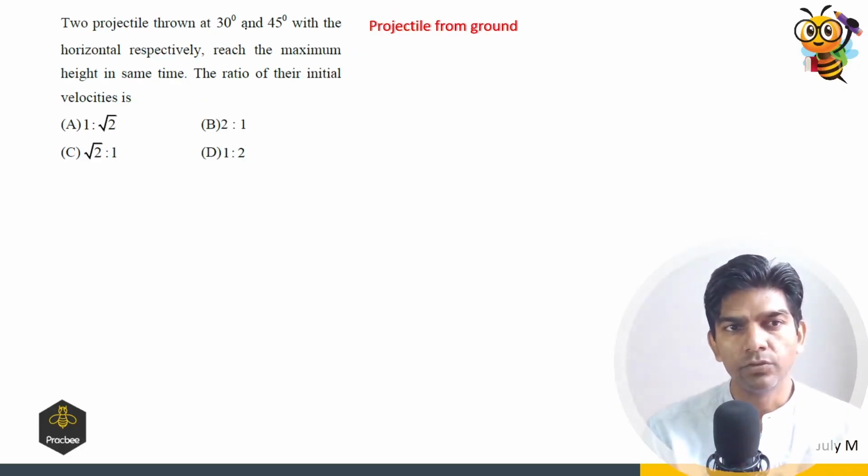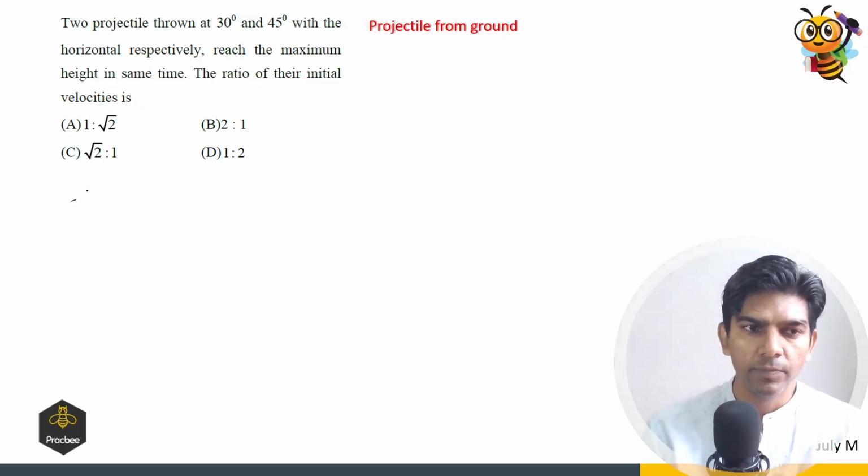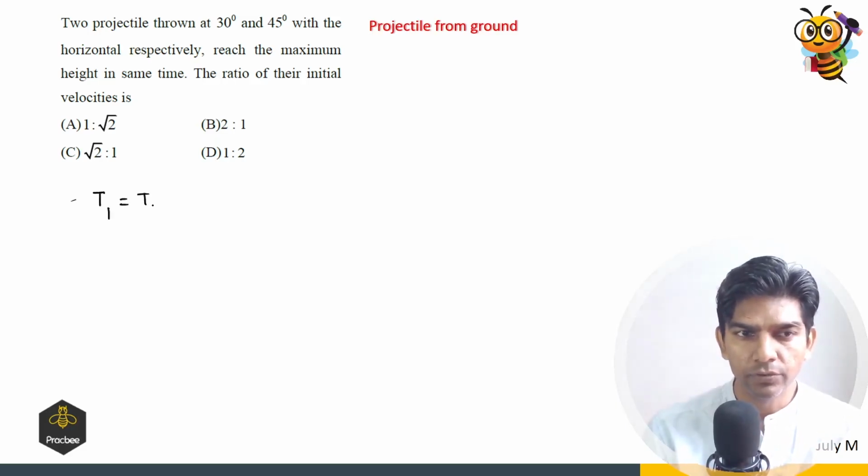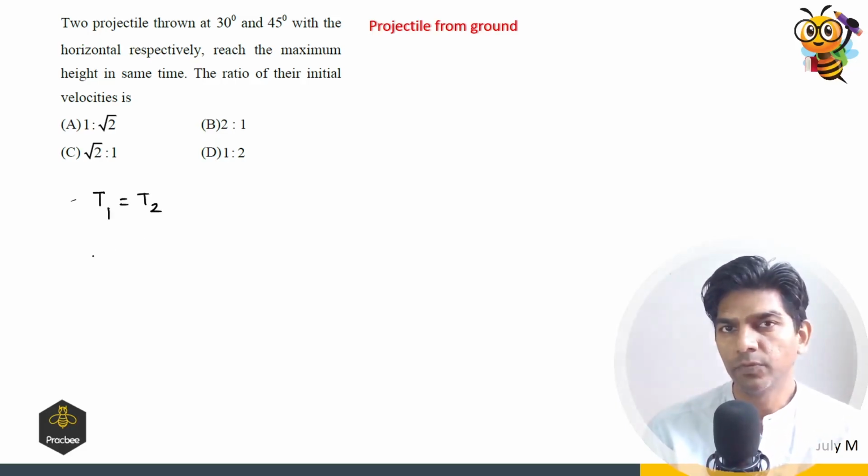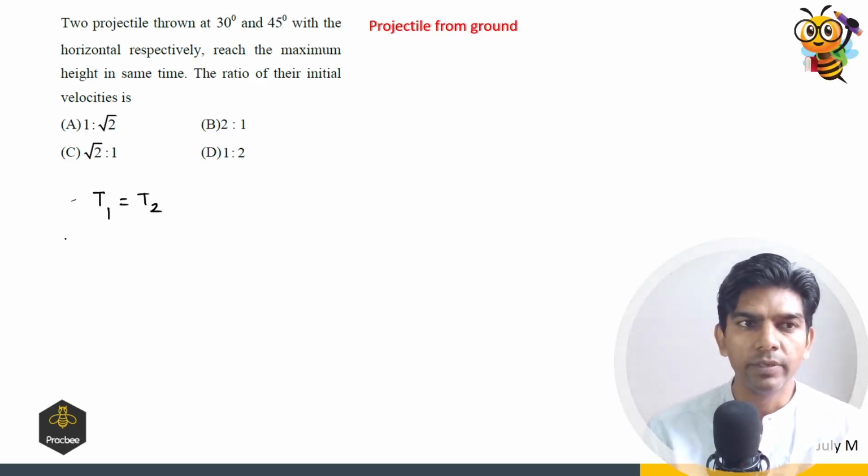Two projectiles thrown at 30 and 45 degrees with the horizontal reach the maximum height in the same time. What is the ratio of their initial velocities? Okay, right. So they are reaching the maximum height in the same time. So it means the time of flight will be the same. So t1 will equal t2. Because the time of ascent is the same as the time of descent, we can say the time of flight will be the same.